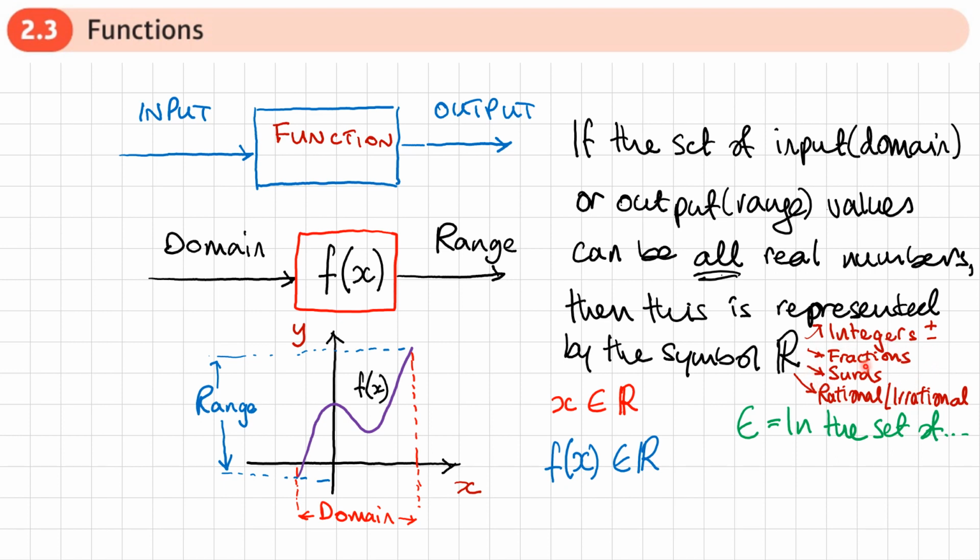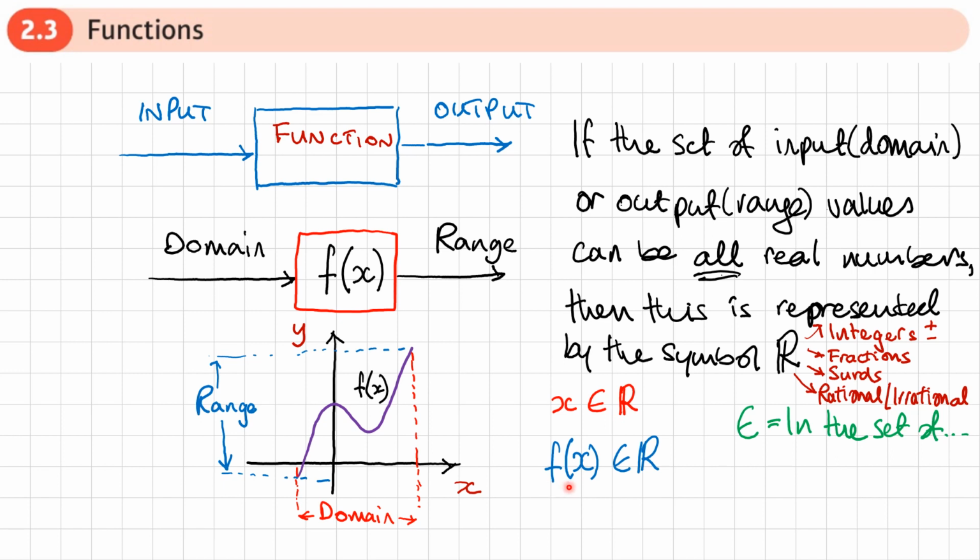These are real numbers. So if my domain, my set of input values, was every single number, I'd write it like this. So x stands for domain, numbers that go in. This symbol here, like a rounded E, means in the set of, and then R means real numbers. So if I say all of this together, this is the domain can be or is in the set of all real numbers. So basically, any number can be my input number.